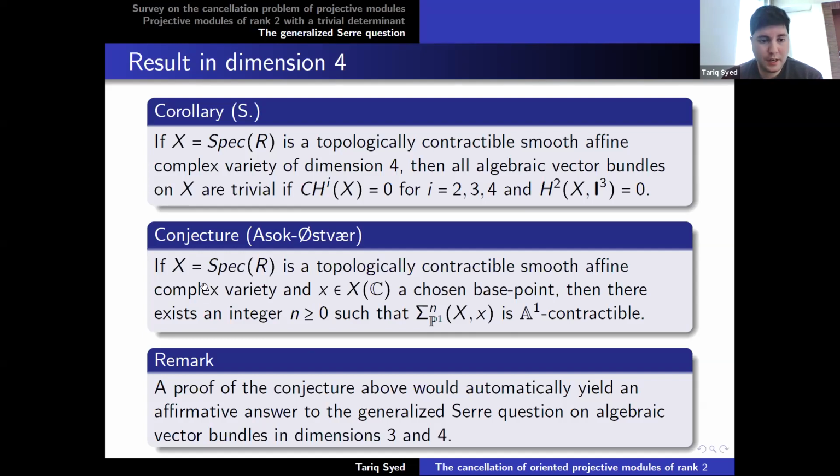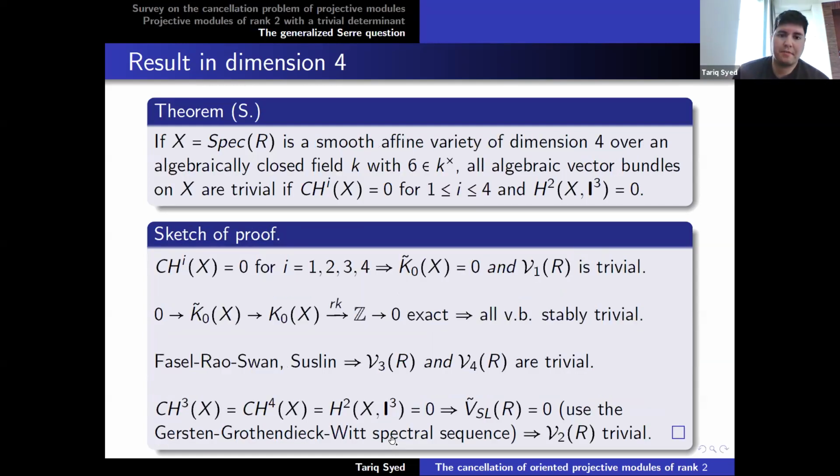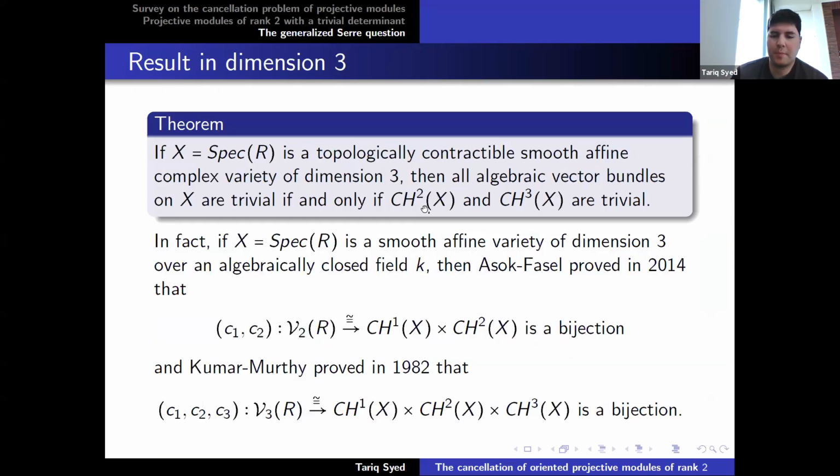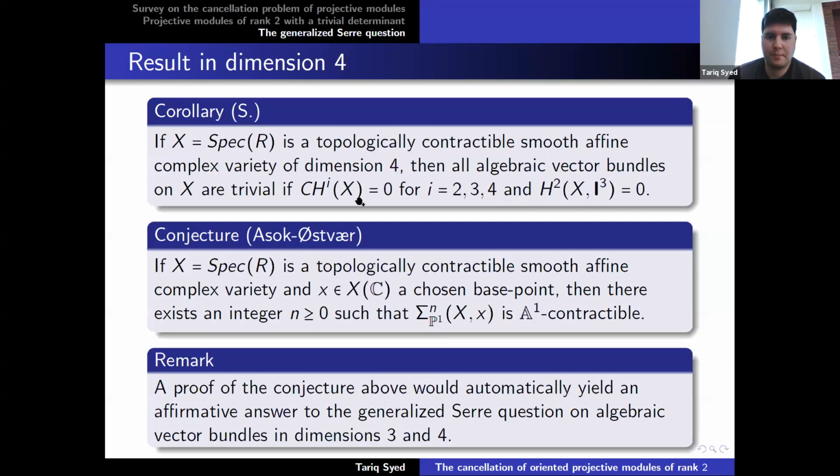And now, that's the last remark I want to give for this talk. If this conjecture holds, then this would automatically yield an affirmative answer to the generalized Serre question on algebraic vector bundles in dimension 3 and 4. Because in dimension 3, everything is determined by Chow groups, and in dimension 4 by Chow groups and this cohomology group. Because of this conjecture, all these groups would actually be trivial, and hence the generalized Serre question would have a positive answer in dimension 3 and 4. So that's the last application I wanted to mention.